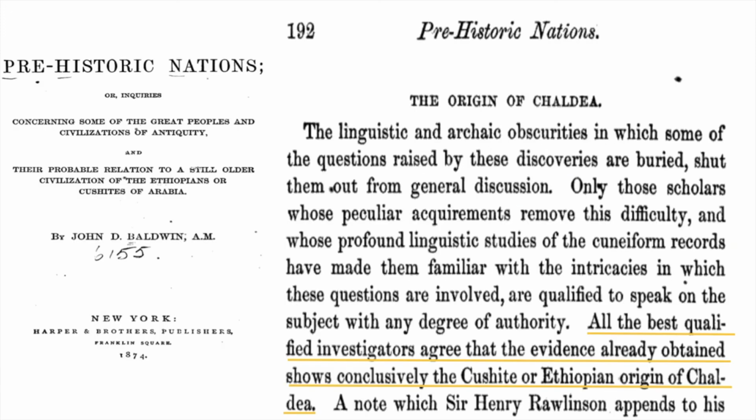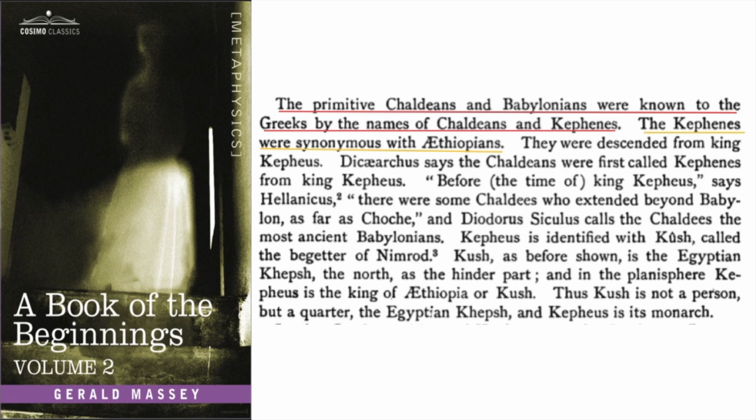So it's very interesting. This is from Prehistoric Nations by John D. Baldwin. He says, all the best qualified investigators agree that the evidence already obtained shows conclusively the Cushite or Ethiopian origin of Chaldea. So yet again, we see that Chaldea is being represented with an African look of people, Cushitic or Ethiopian type.